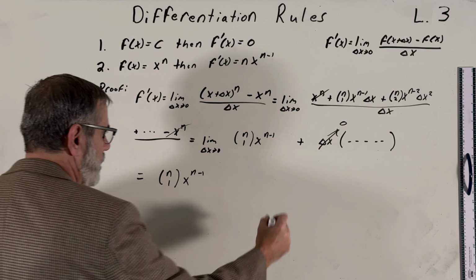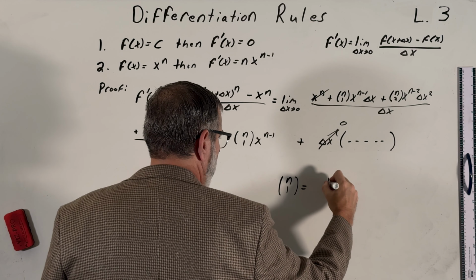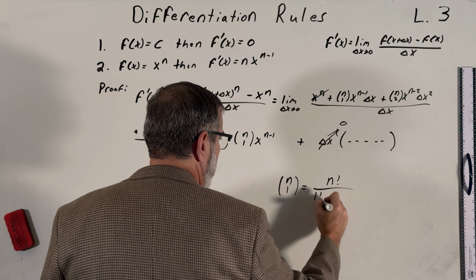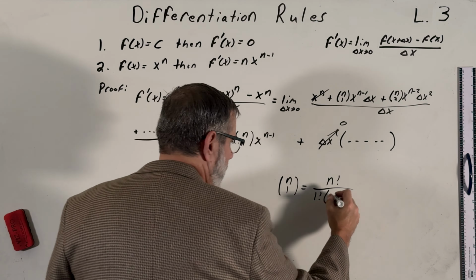And what is n choose 1? You might recall that the definition of n choose k is n factorial over, in this case, n choose 1 will equal n factorial divided by 1 factorial times n minus 1 factorial. So I can rewrite this as n times n minus 1 factorial. These cancel. 1 factorial is just 1, and so you see this is just equal to n times x to the n minus 1. And there you have it. That's the power rule.